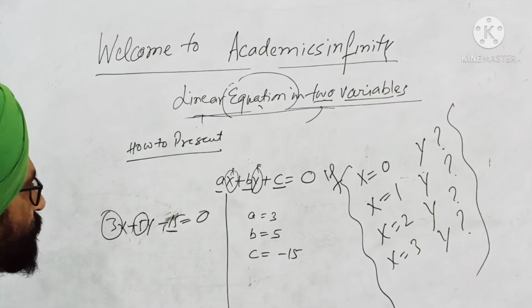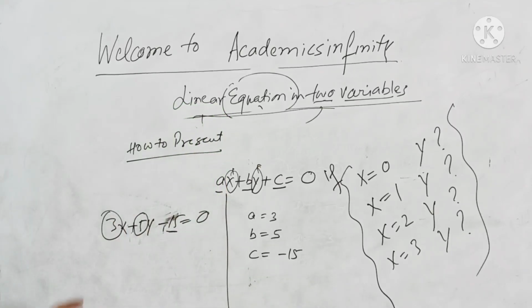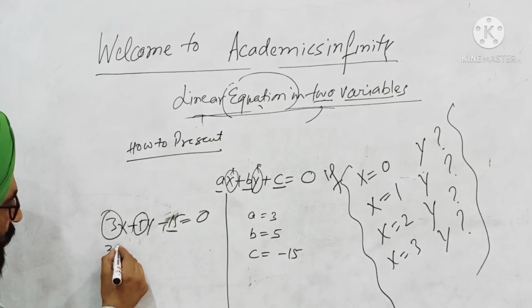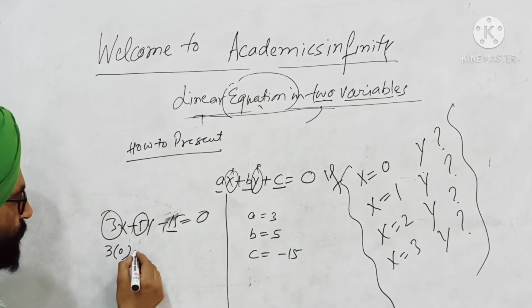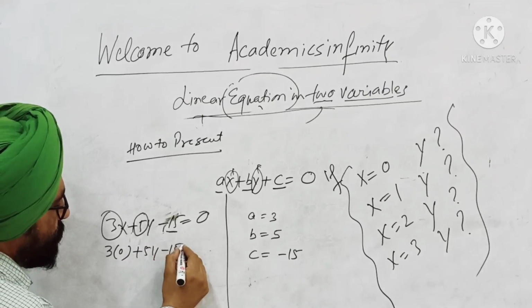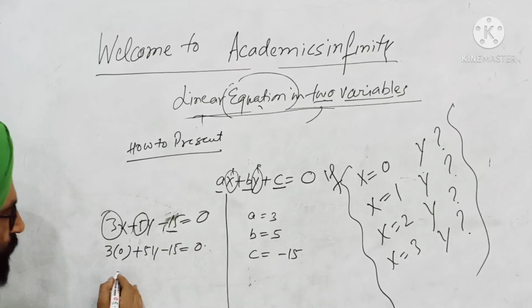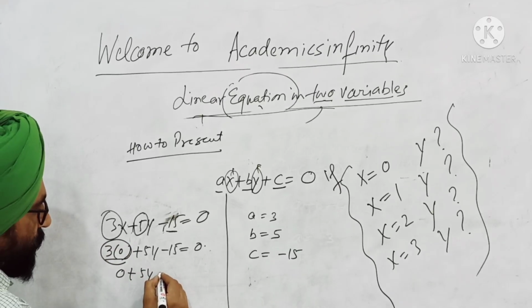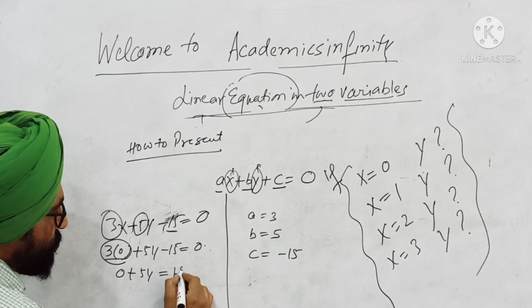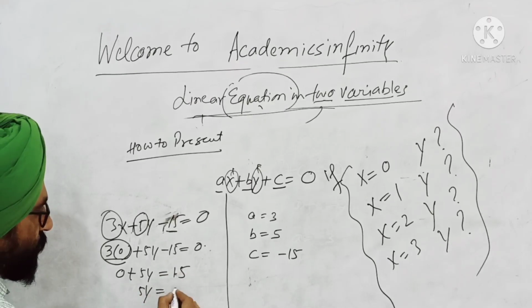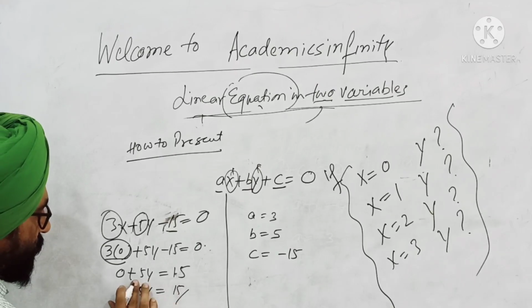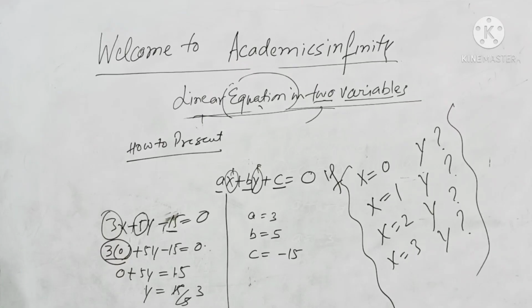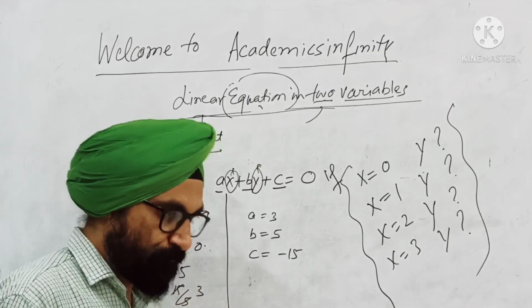Let's take an example. Here the value of x is 0. What is the value of y here? We are going to solve it. Here 3 multiplied by 0 is 0, plus 5y is equal to 15. So 5y is equal to 15, y is equal to 15 over 5, that is 3. When we assume x is 0, y is equal to 3.